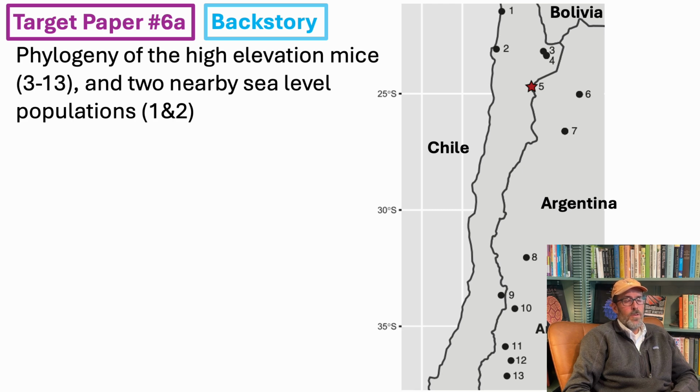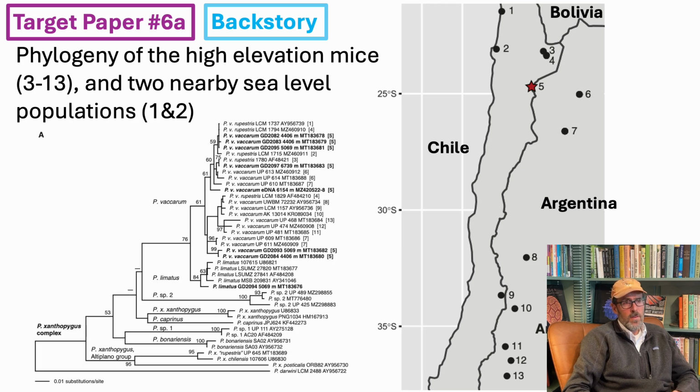These are the 13 locations across the Andean chain, the peaks of volcanoes. The Llullaillaco is number 5, the red star. And they compared those high elevation peaks to 2 low elevation sites, number 1 and 2. This is the phylogeny that they produced, and it's hard to see, I know. But at the end of each taxa is a number, and those numbers correspond to the peak.